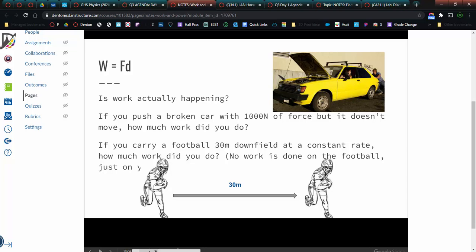But here's the thing, do you feel like you did nothing? No, you got some exercise, you burned some calories. So how can we say work is not done? Well, remember, work is the transfer of energy. So in the case of, let's say, pushing the car, if you push the car as hard as you can for 6 hours and it doesn't move, you didn't do any work. You didn't transfer any energy to the car. That doesn't mean you didn't use any energy.